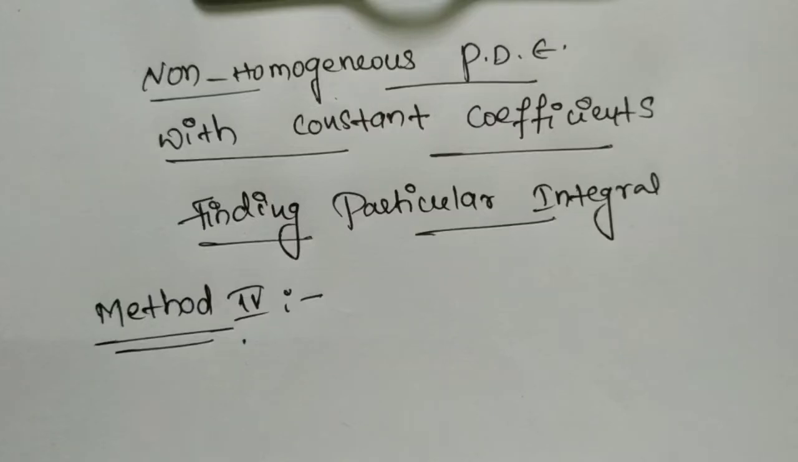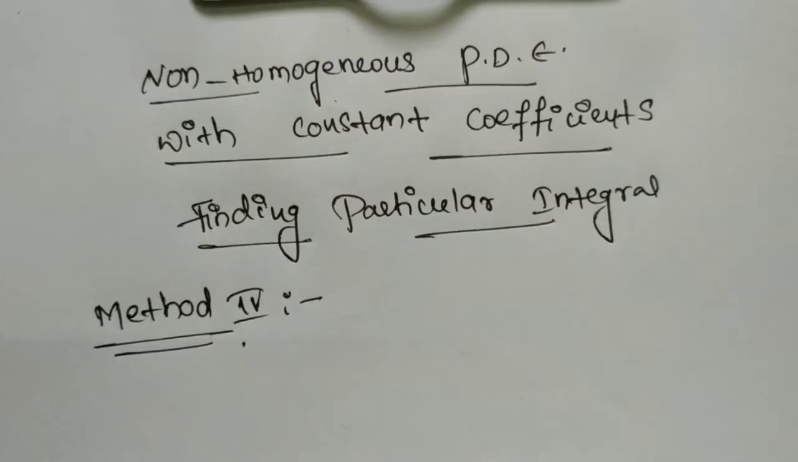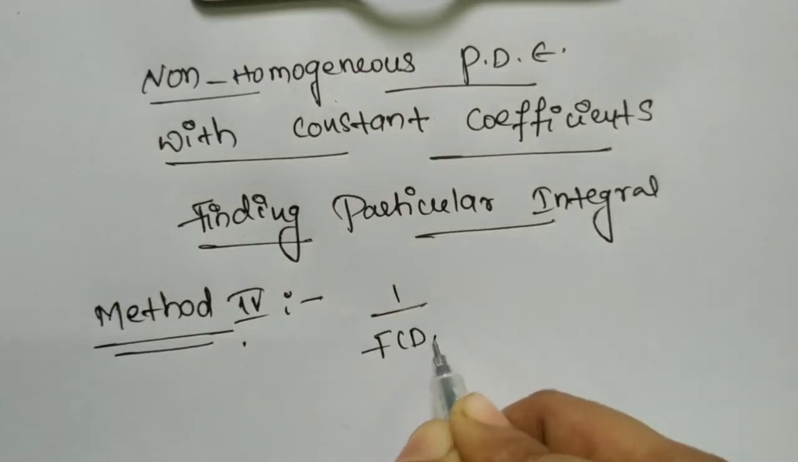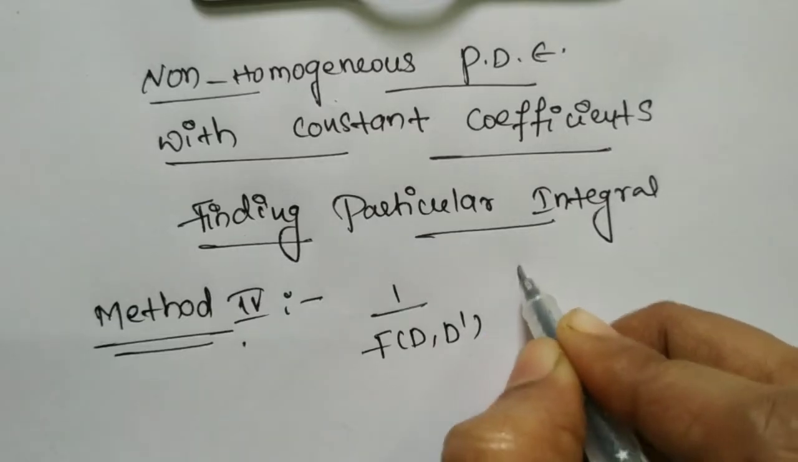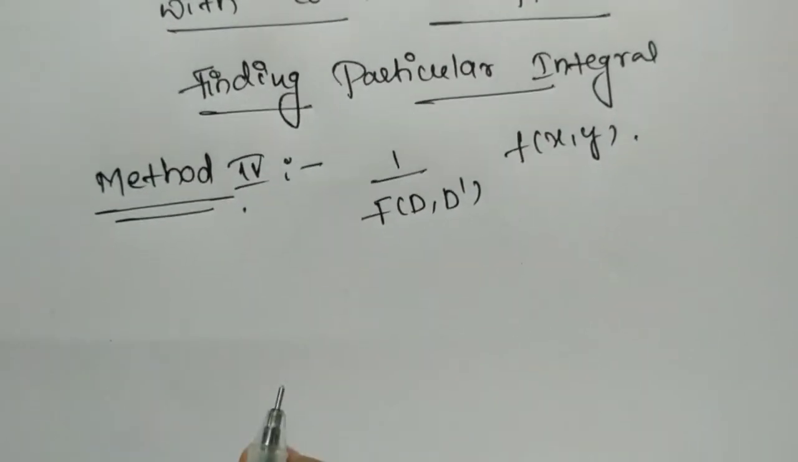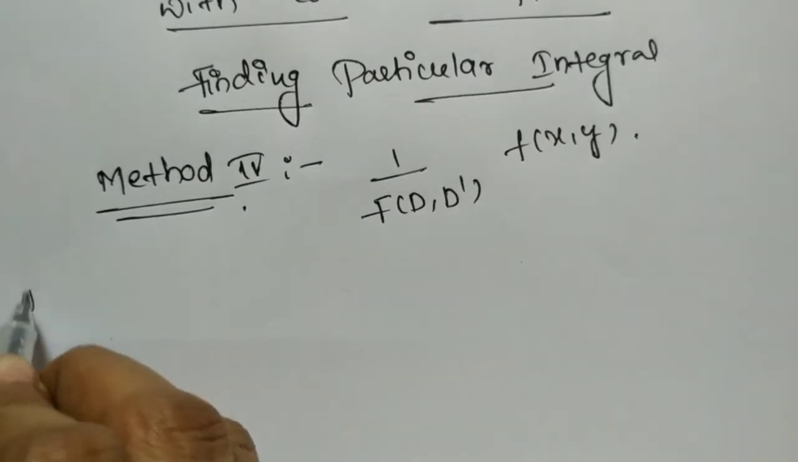Today I will explain non-homogeneous partial differential equations with constant coefficients. In this topic, we look at how to find the particular integral by method 4. Method 4 problems are of the form 1 by f of D, D dash into f of x, y. In this method we are using four formulas.